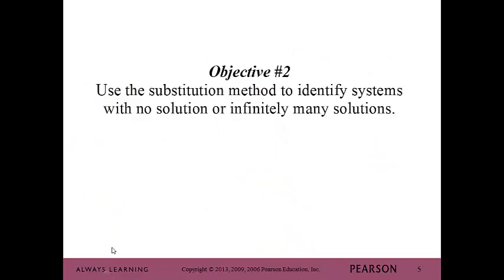Now let's move on to objective 2, and we're going to use the substitution method to identify systems with no solution or infinitely many solutions. So again, let's go in our books to page 294, and we're going to start by looking at number 14. And we're still solving the systems by substitution. And for number 14, we have the system 6x plus 2y equals 7.